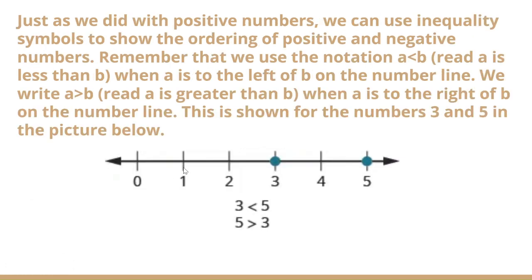Just as we did with positive numbers, we can use inequality symbols to show the ordering of positive and negative numbers. So just remember that we use the notation a is less than b when a is to the left of b on the number line. And we write a is greater than b when a is to the right of b on the number line, which is shown from the numbers 3 and 5 in the picture below. 3 is definitely smaller than 5, so we can say 3 is less than 5, and 5 is greater than 3.